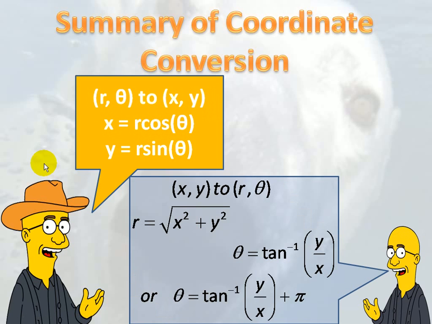Now, if you're going from rectangular to polar, remember the r is the square root of x squared plus y squared. The theta is equal to inverse tangent of y over x, or the inverse tangent of y over x plus pi, or plus 180 degrees. So it's a little bit trickier to go from rectangular to polar coordinates, just because of the way we find theta with the inverse tangent.